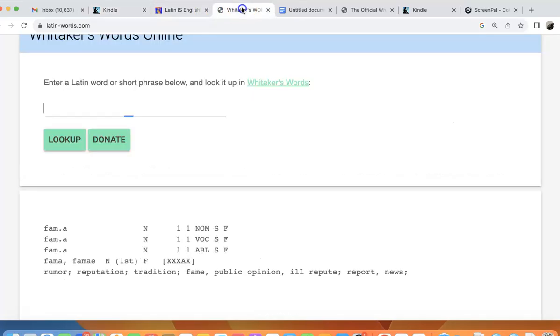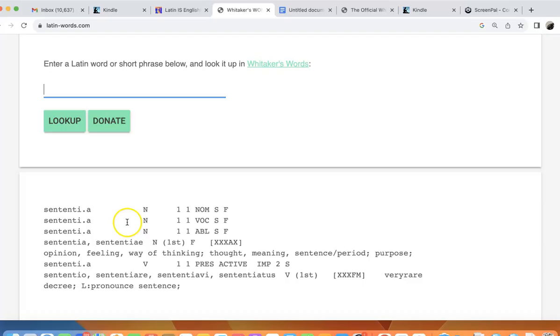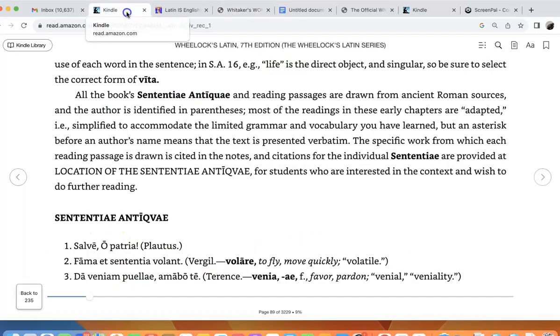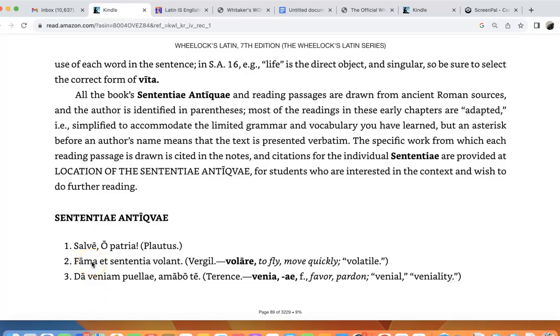And so this one: opinion, feeling, thought. So how about rumor and public opinion move quickly? Now, what does that even mean? Well, both rumors and public opinion are very mercurial.